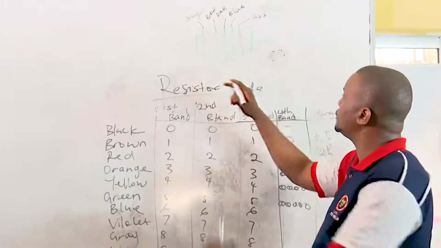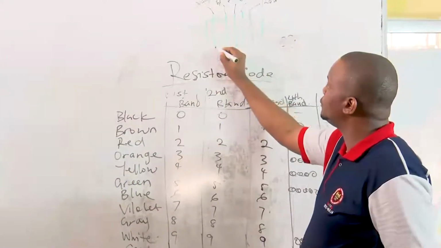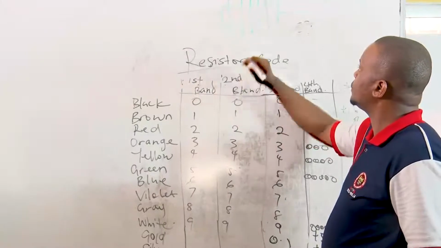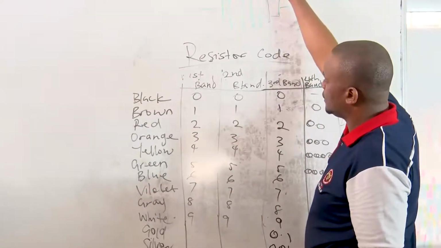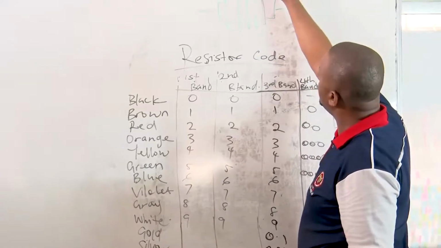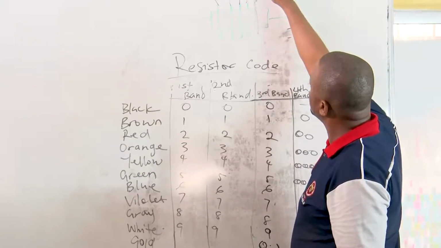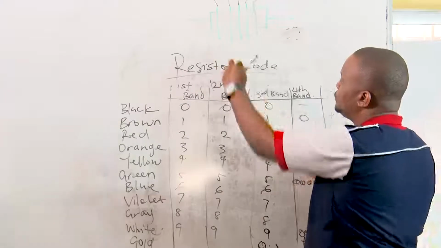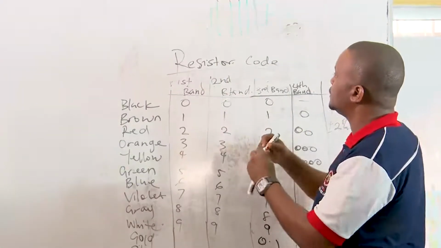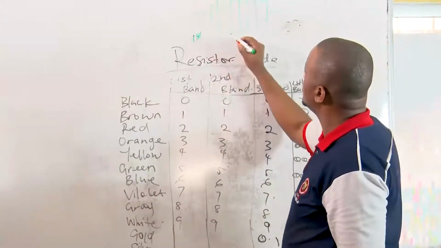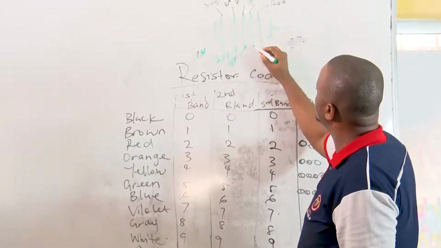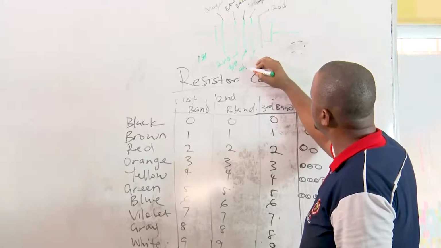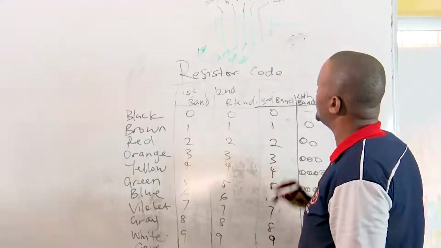So this is now reading from left to right. This is your first. Okay, let's make this, so we don't have too many colors, let's make this orange as well. Okay, so we have this as your first band, the second band, this as your third band, and then this is your fourth band. So this is your tolerance.